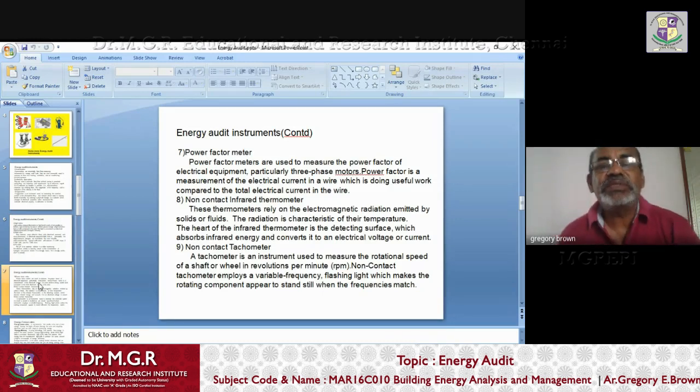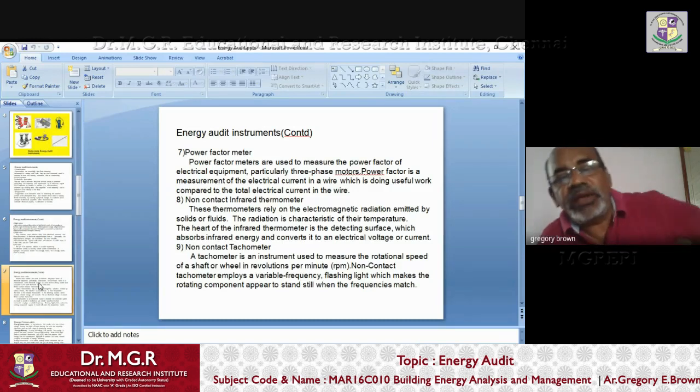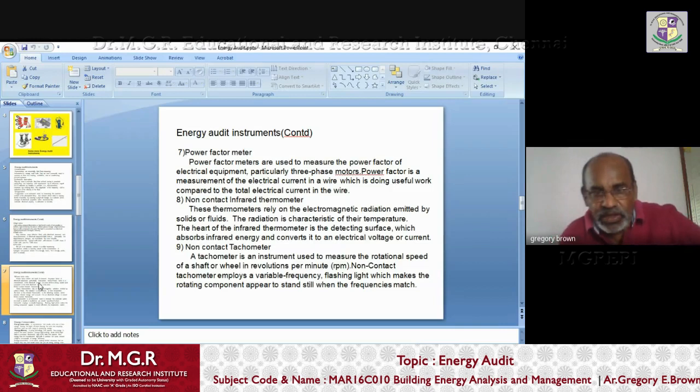Now we have the next instrument, which is the non-contact infrared thermometer. From the name you can make out that the thermometer is not to be in contact, right? How do they work? They work on electromagnetic radiation emitted by solids or fluids. The radiation is characteristic of the temperature. The heart of the infrared thermometer is the detecting surface which absorbs infrared energy and converts it to an electrical voltage or current.